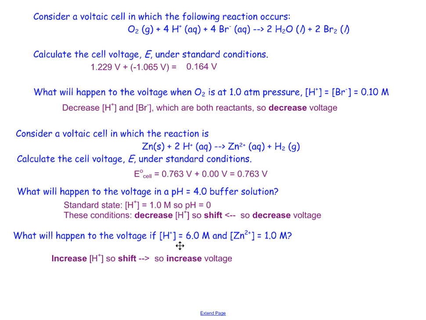And in the last one, if I increase hydrogen to 6 molar, I increase hydrogen, shifting to the right and increasing the voltage. At this point, you should know enough to be able to finish up the homework assignments and the free response. Let me know if you have any questions.